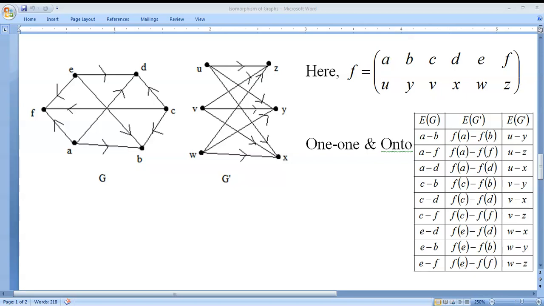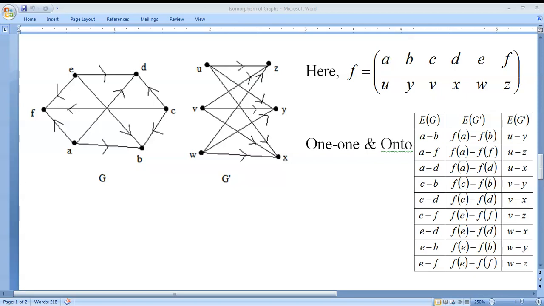If uv is an edge in the first graph, correspondingly f of u, f of v is an edge in the second graph. Okay, so let us take the first edge ab. So since ab is an edge in the first graph, you need to check whether f of a, f of b is an edge in the second graph or not. So f of a means u, f of b means y. So you need to verify whether uy is an edge in the second graph or not. So clearly uy is an edge in the second graph.